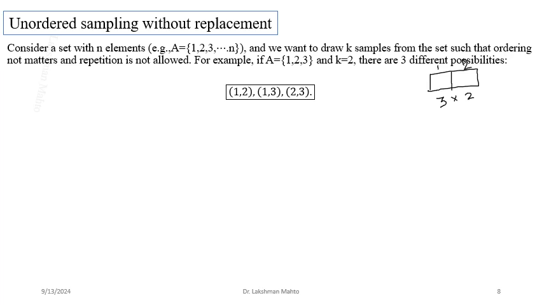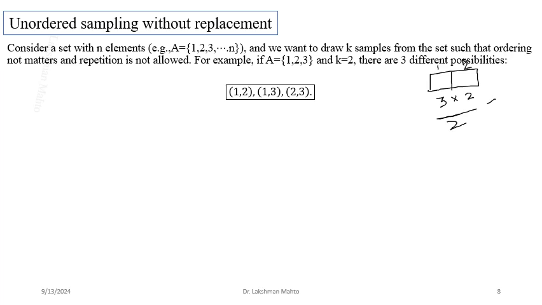In order to kill the repetition, in order to kill the order thing, since this one is coming in order way, what do we have to do? You have to divide it by factorial of size. Those are repeating. Repeated things are also counted, so we have to normalize it by the size, factorial of size. You have to divide it by 2. Then you will get unordered sampling without replacement. So the answer is 3.